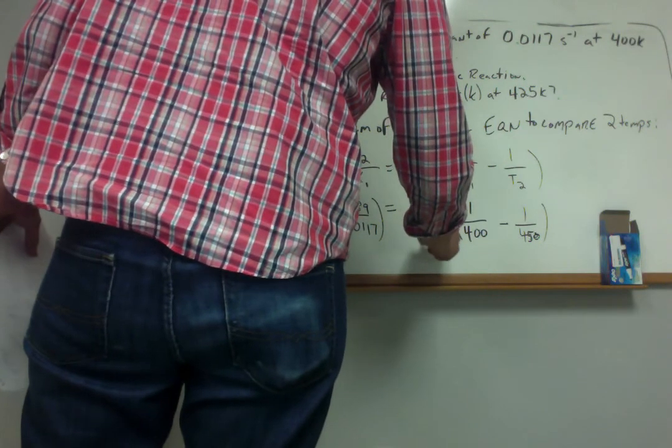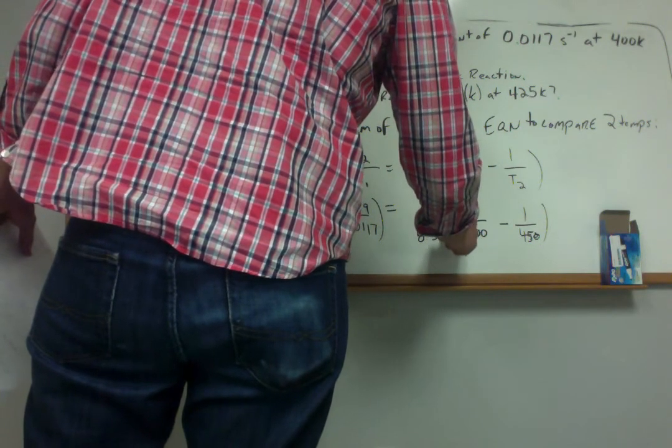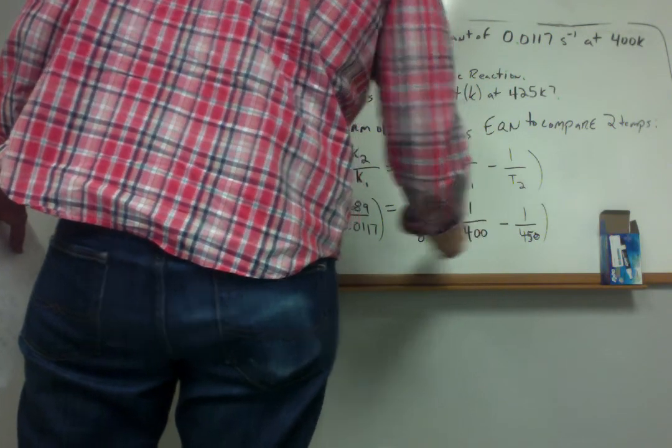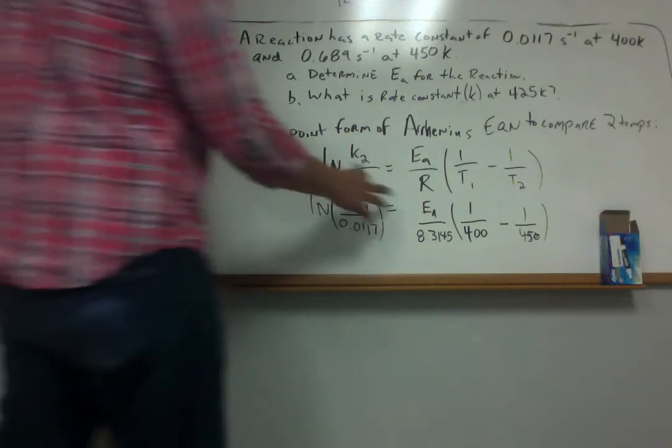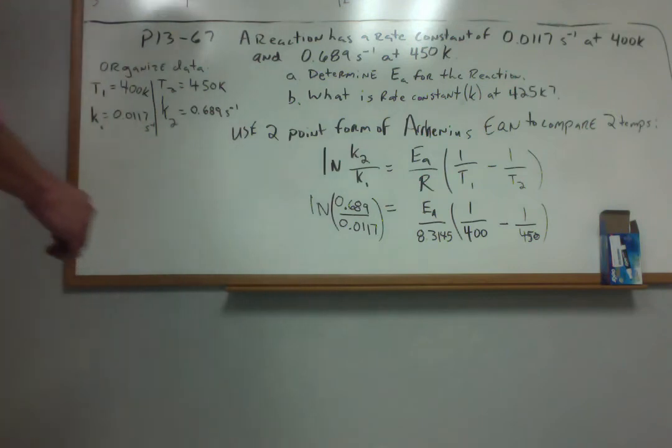And as I already mentioned, our R corresponds to 8.3145. It has units of the joules attached, okay? So eventually EA is going to have joule units. So we're done with all this, all right? All right, so all we have to do now is solve, okay?